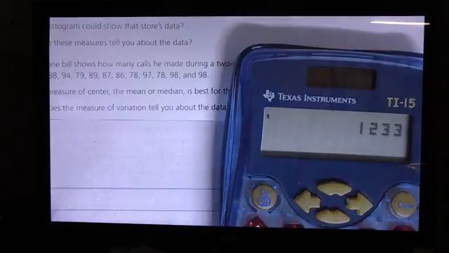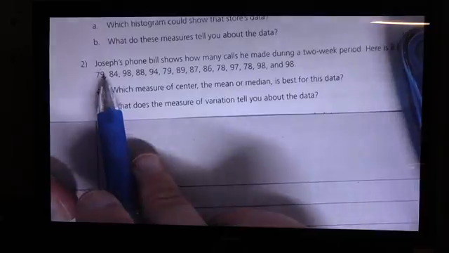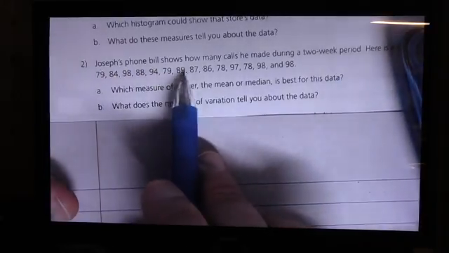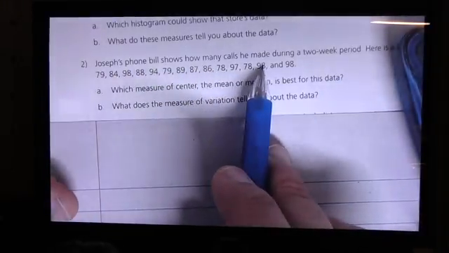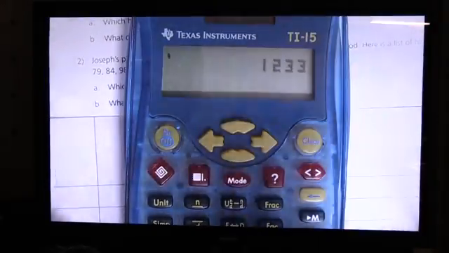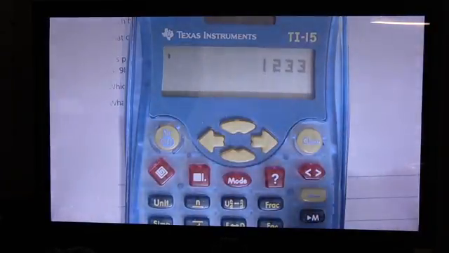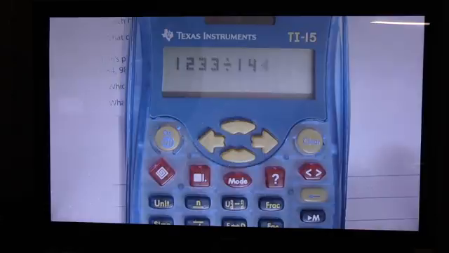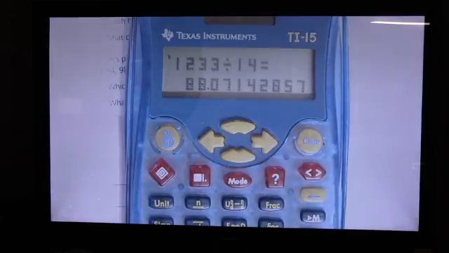Okay. Now, while some of you are catching up, I'm going to go ahead and count the values in my set of data. I know there's 14, but I want to double check while you all catch up with me. 1, 2, 3, 4, 5, 6, 7, 8, 9, 10, 11, 12, 13, 14. Sure enough, there are 14. So now, I'm going to divide by 14, and my mean is 88.0714287, and it probably keeps going and going.